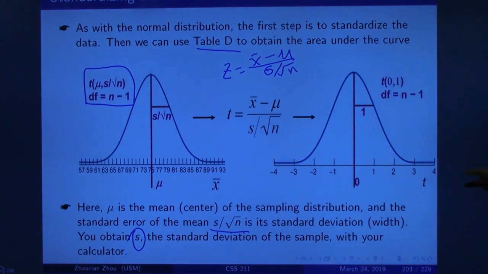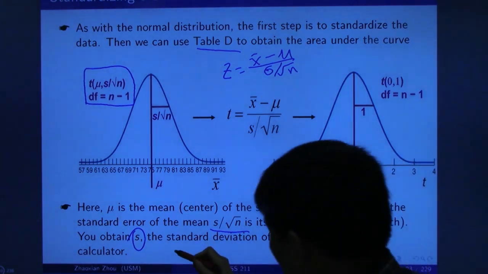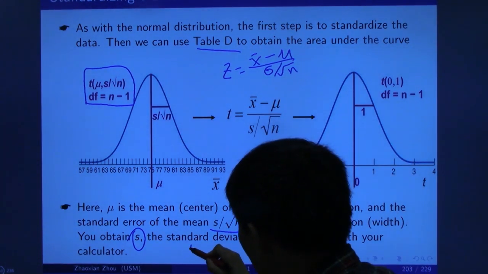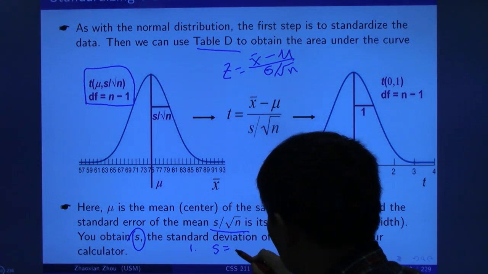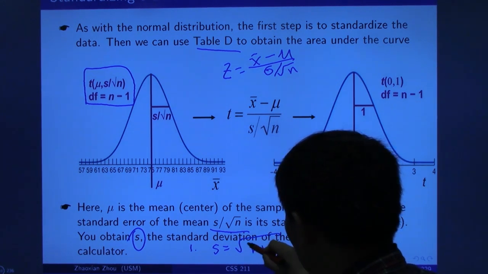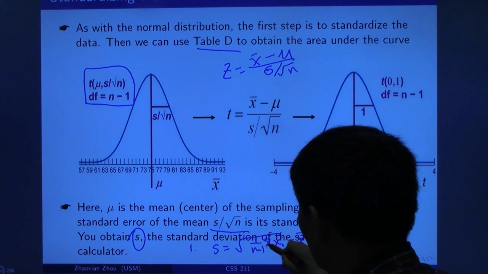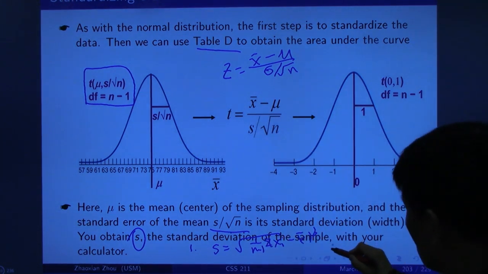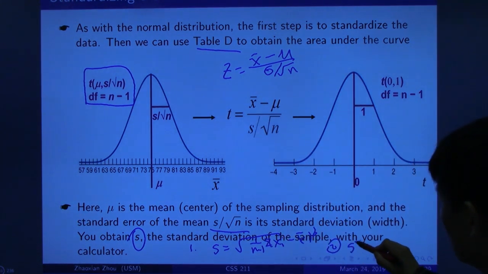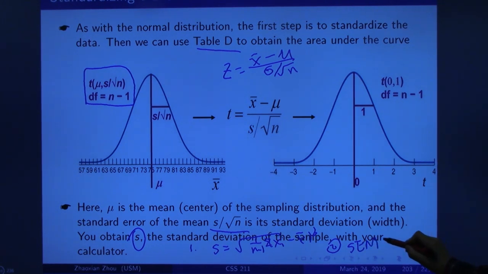So we have two methods to calculate this. The first one is S equals the square root of the sum over all i of xi minus x bar squared, divided by n minus 1. This is the first method. The second method is we use the standard error of the mean equals S over square root of n. If we know the standard error of the mean and the size of the sample, then we can easily calculate the standard deviation of the sample. Right?